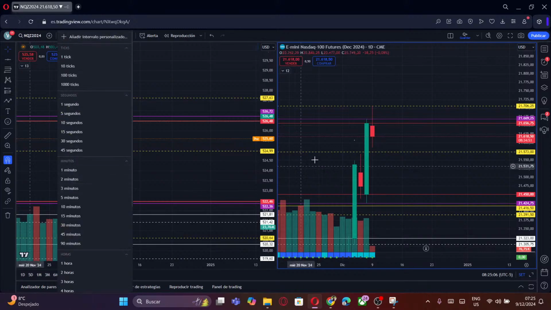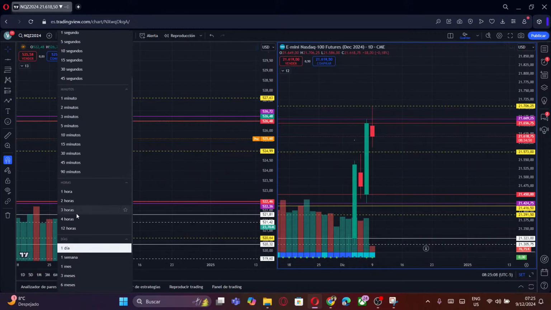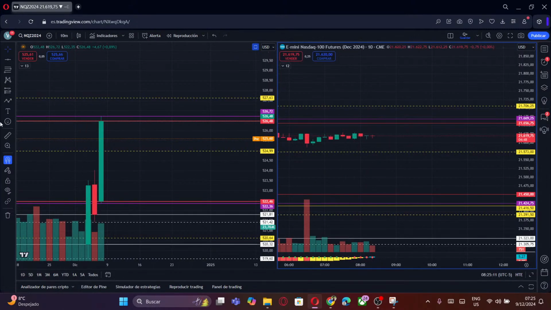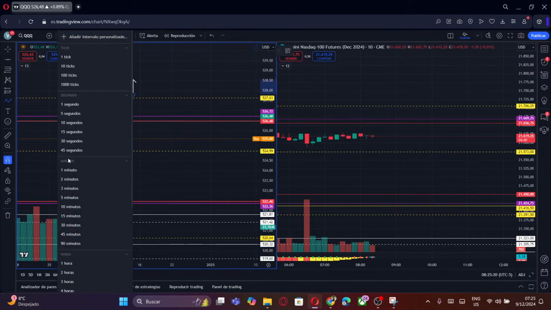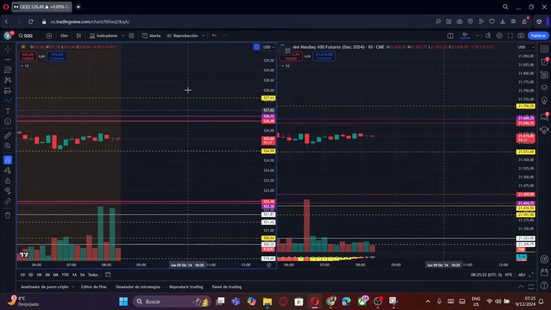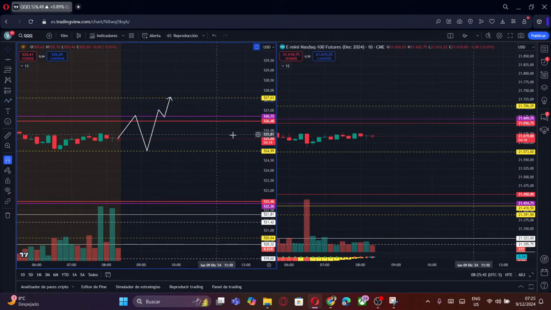Okay, same for NQ. Let's go to 10 minutes, make it easy. 10 minutes, pumping purple, bouncing yellow, continuing breaking the purple, expecting a little retest and going up. That's another scenario I can see right now.